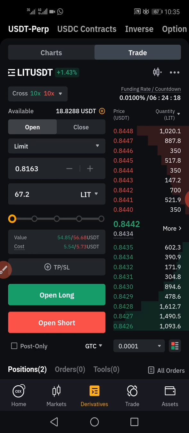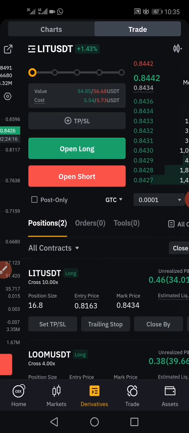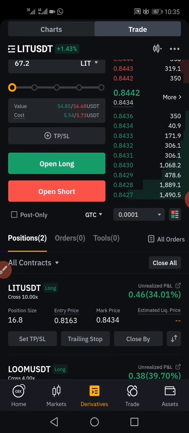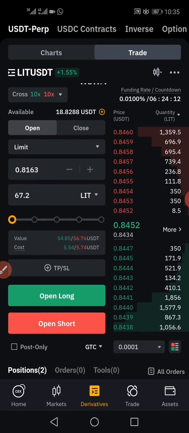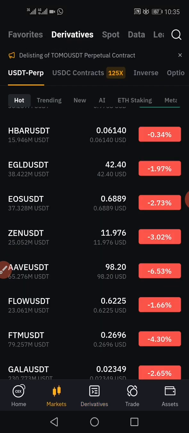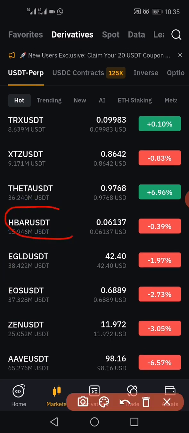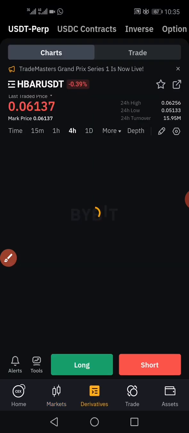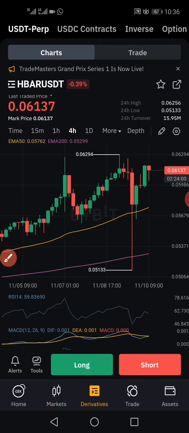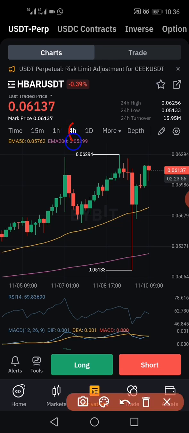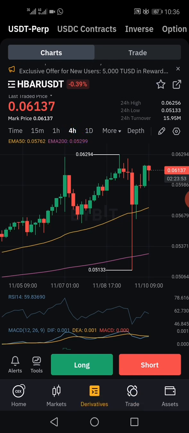Now, first of all, what I do is I go to the indicator section. Let me just choose a market, for example. Let me just click on HBR to view the chart. Okay, now this is the chart for HBR. I'm on the 4 hours time frame, but that's not what I'm looking for. So I'll first of all go to the indicators section.